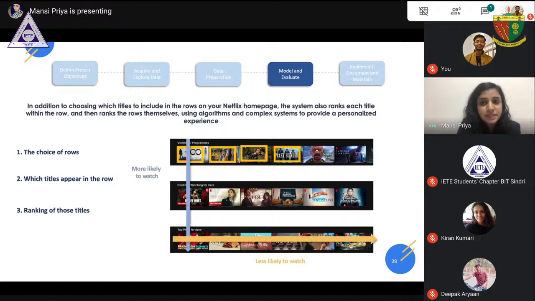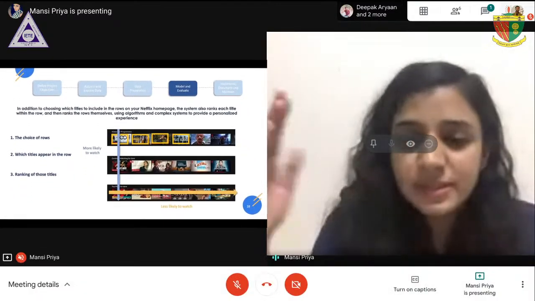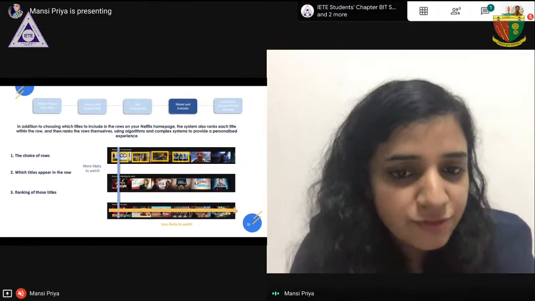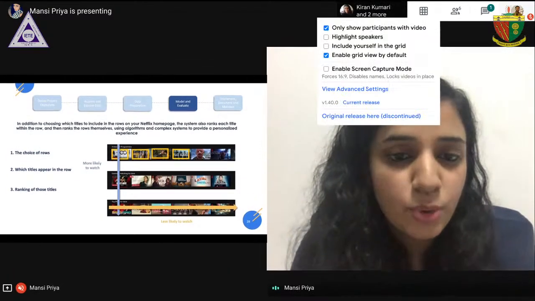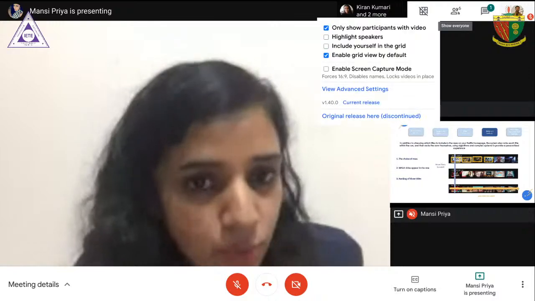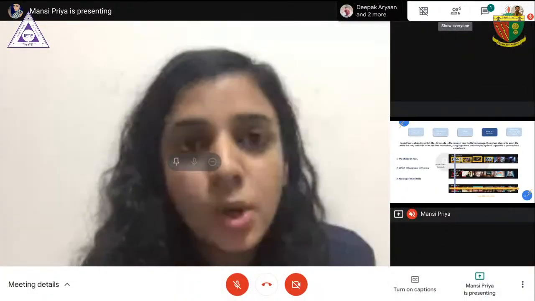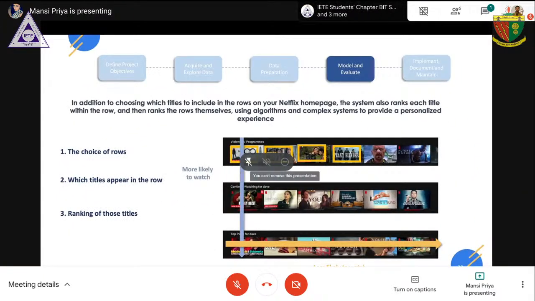So you can see the top row is actually the most likely one to watch, and on the left is the most likely that you are going to watch, and on the right the likeliness decreases. That is why in our friend Dave's Netflix, you can see that The 100 is the most likely that he's going to watch, that is on the top and also on the leftmost. So this is the model that Netflix made, and this is the recommendation that you see on Netflix.